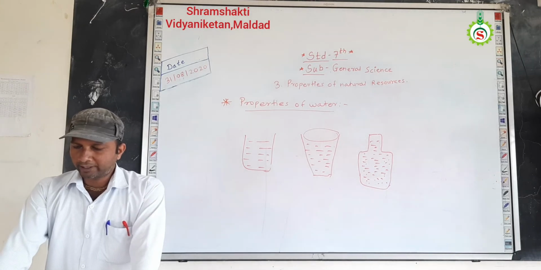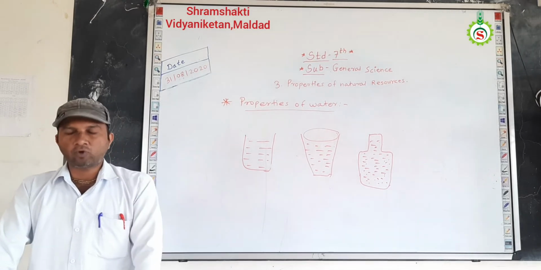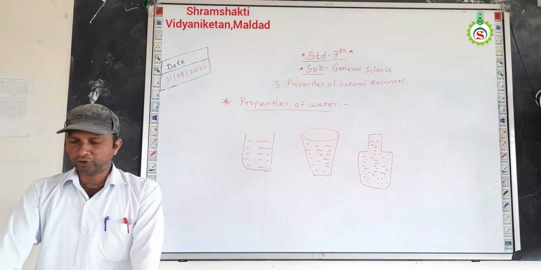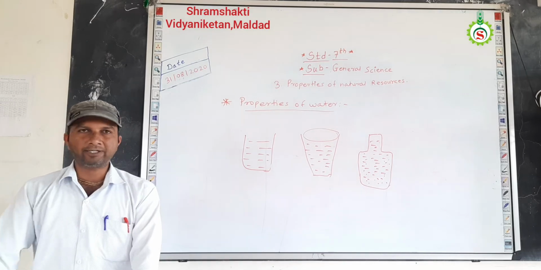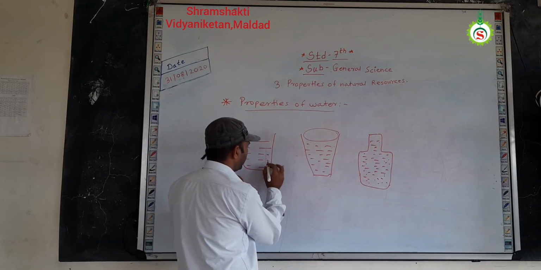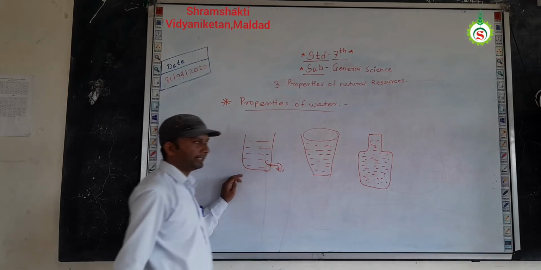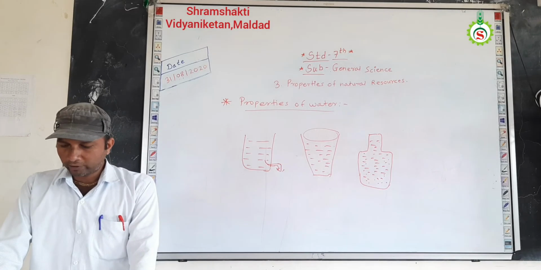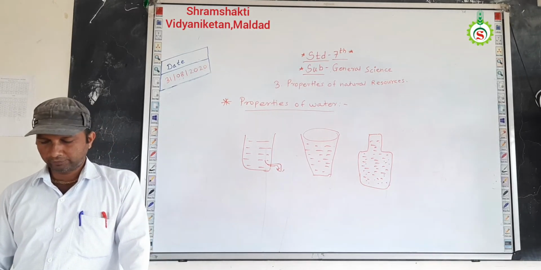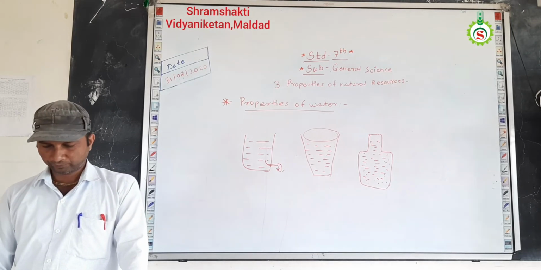So water occurs in liquid state under ordinary temperature. Water does not have its own shape, but it has its own volume. It can pass through small holes. Now you know that when we take any container and make a hole, the water falls from that hole. Understand? So water can pass through small holes, or it seeps through very small gaps or cracks in the soil.